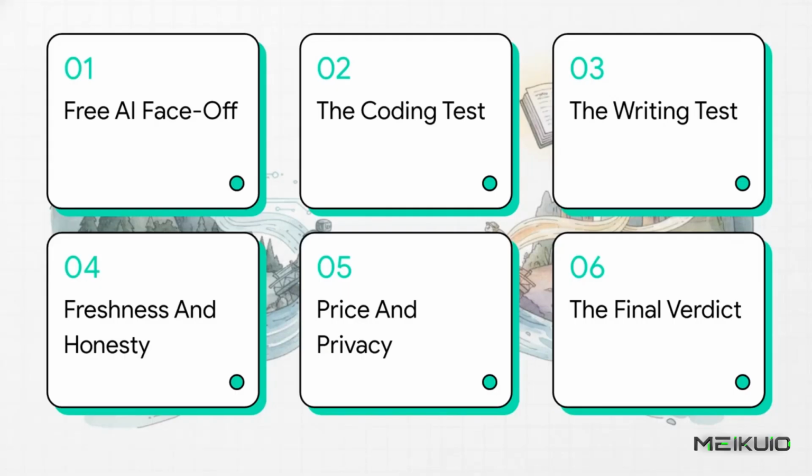So here's our scorecard for today's 6 rounds. We'll quickly run through the free AI face-off, the coding test, the writing test, freshness and honesty, price and privacy, and then finally wrap it all up with the final verdict.